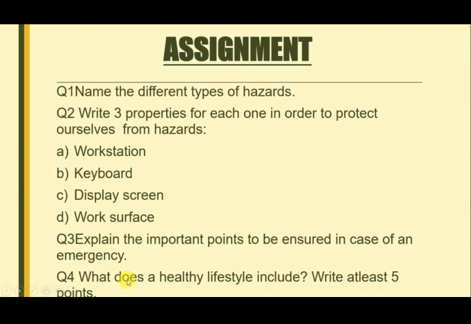What does a healthy lifestyle include? Write at least 4 points. This also we have discussed just now.